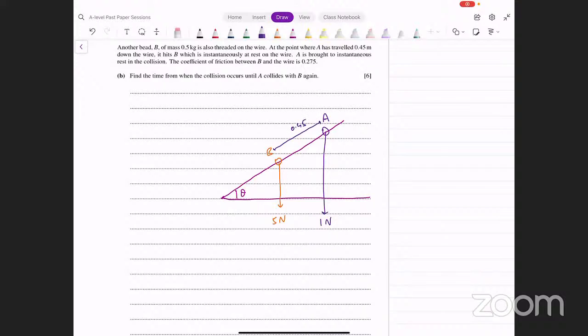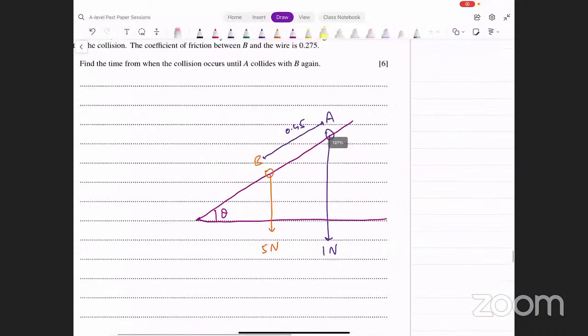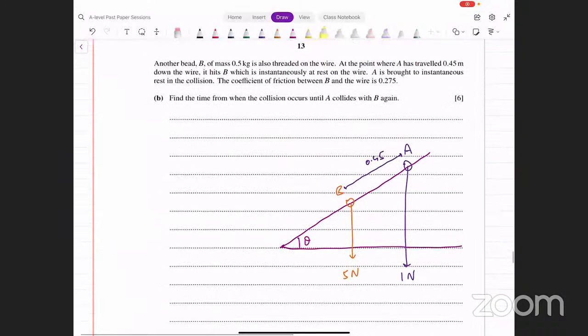Now, A is brought to instantaneous rest in the collision. Okay. Collision के फौरन बाद A rest पे आ जाता है. The coefficient of friction between the block and the wire is given. That is 0.275. Find the time taken from when the collision occurs until A collides with B again.